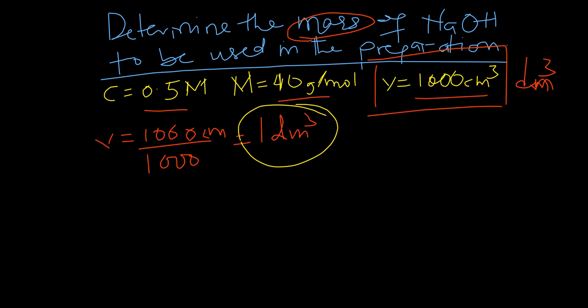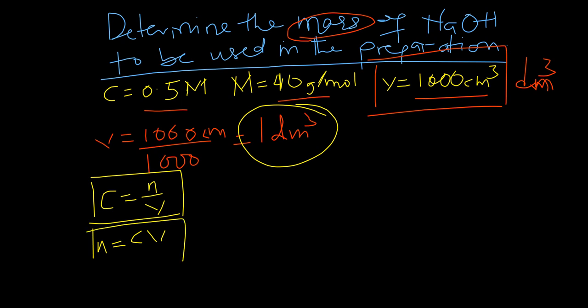How do we determine the mole? Remember, there is a relationship between mole, volume, and concentration, and that relationship is C equals to the mole over the volume. I believe you've not forgotten this relationship. So from this relationship, we can simply do simple change of subjects. And when you do simple change of subjects, you are going to get the mole to be equal to the concentration times the volume. So that's how we are going to determine the mole. The mole will be gotten by multiplying the concentration by the volume.